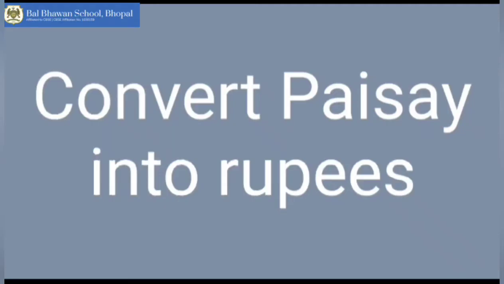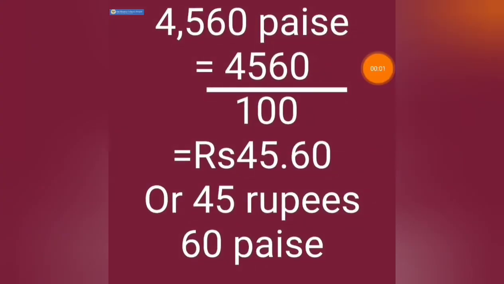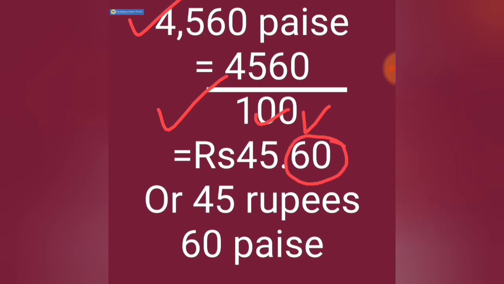Let us now convert paise into rupees. In this question, we are going to convert 4560 paise into rupees. For that, we are going to divide the amount by 100 and we are going to introduce a decimal. After eliminating 2 zeros from 100, we are going to shift the number 2 places from the right hand side here and place a decimal point.